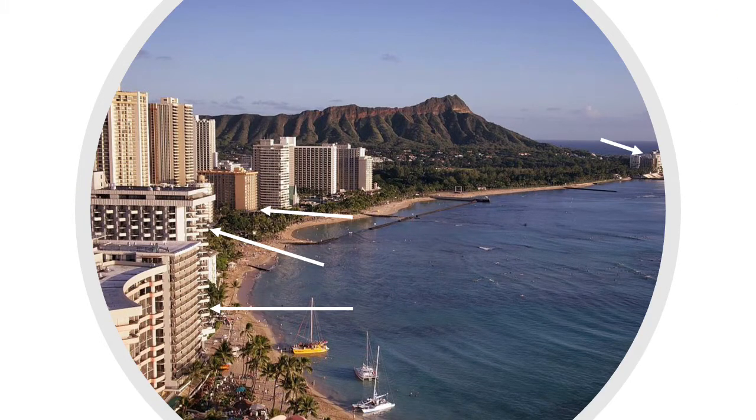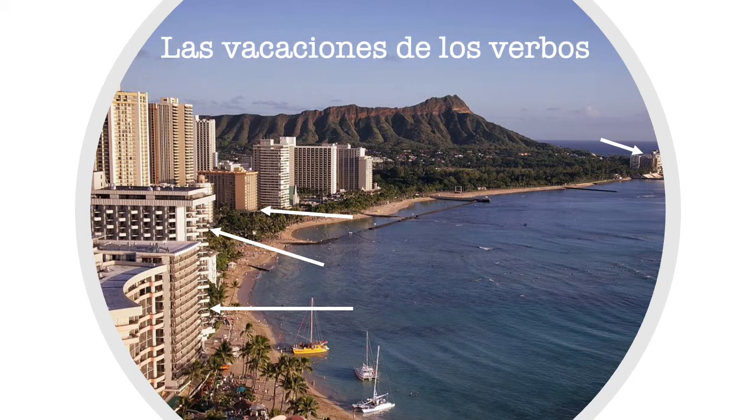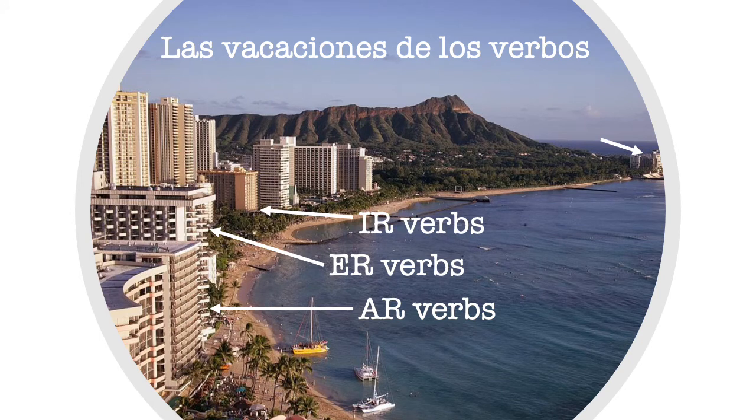Now to explore these three different types of Spanish infinitive verbs, I'm going to tell you a bit of a story about three lots of verbs that go on holiday. So let's talk about las vacaciones de los verbos, verb vacation, or a holiday for verbs. Now imagine all of the Spanish verbs go on holiday to this beautiful seaside location. The AR verbs are going to stay in one hotel. The ER verbs are going to stay in a different one, more suited to their needs. And the IR verbs are going to stay in a third hotel.